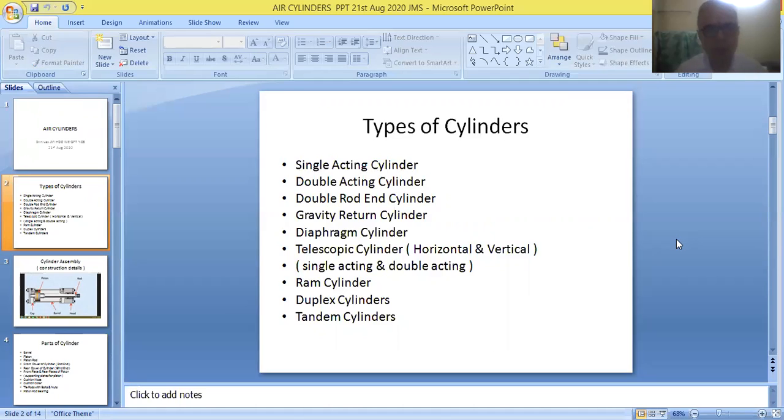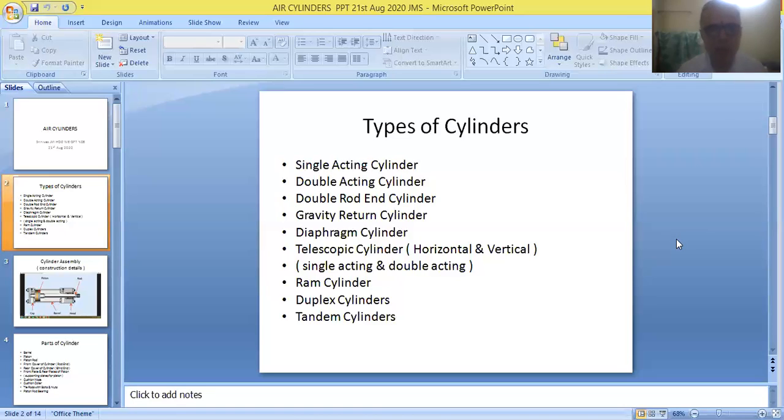The first one, single acting cylinder, double acting cylinder, double rod end cylinder, gravity return cylinder, diaphragm cylinder, telescopic cylinder, held either in horizontal or in vertical position. And we have ram cylinders. And of course, apart from all these things, we also have duplex and tandem cylinders, which will be discussed separately.